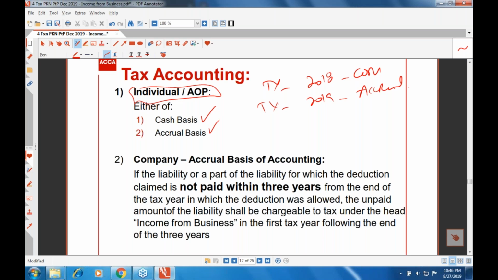So I'm repeating it again. As an individual and an AOP, you can either opt for an accrual basis or the cash basis of accounting. But if you change from one method to another method, then you need to justify to the commissioner. You need to seek the permission of the commissioner. If the commissioner gives you a permission, you can switch. If the commissioner does not give you a permission, then you cannot switch.